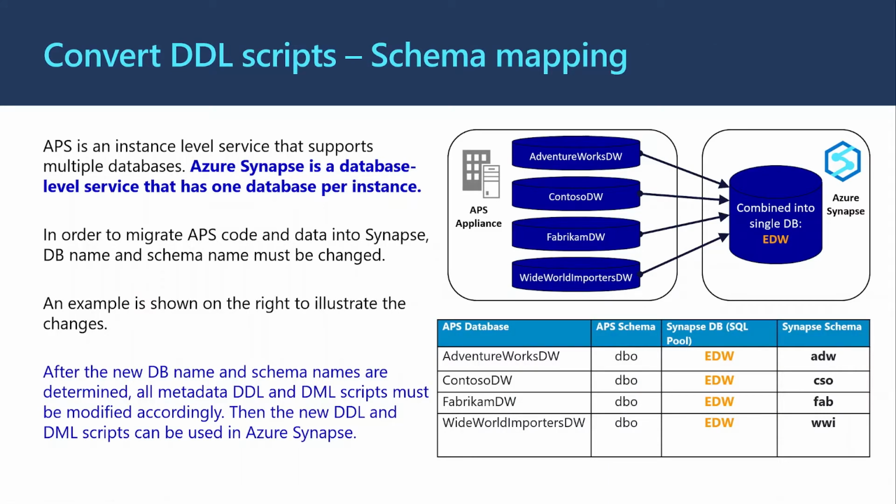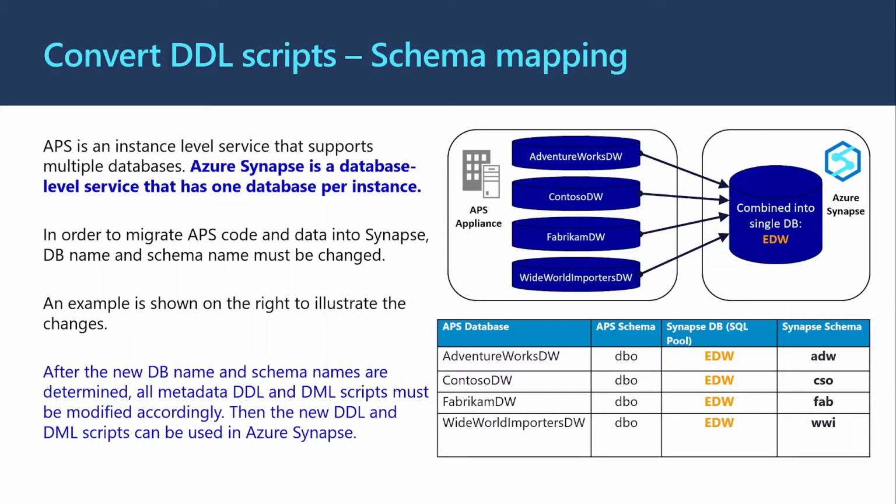Next, schema mapping. Unlike APS, Azure Synapse Dedicated SQL Pool is a single contained database. Hence, when we migrate multiple databases and need to keep cross-database query capability, we have to combine multiple APS databases into a single Azure Synapse database.